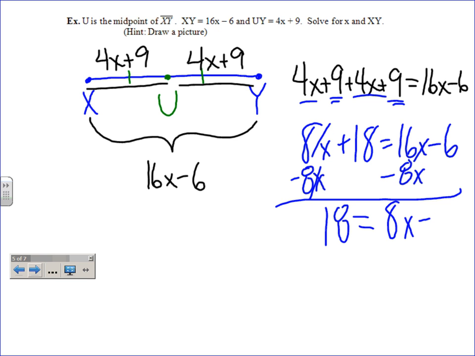8x minus 6. Now here's another question that I think is pretty important. Could I, if I wanted to, divide everything by 8 right now? Is that algebraically legitimate? You can. Is it a good choice, though? No, don't do that. Do all your adding and subtracting first. We're trying to help you when we give you all these suggestions. So let's add 6.